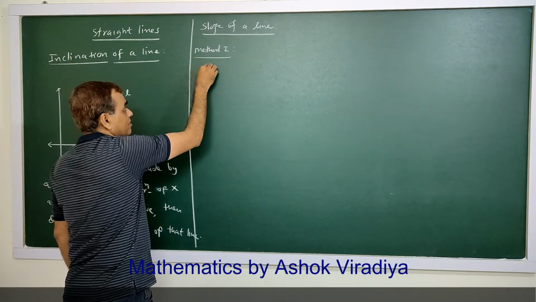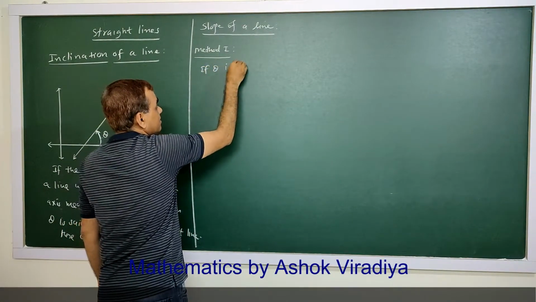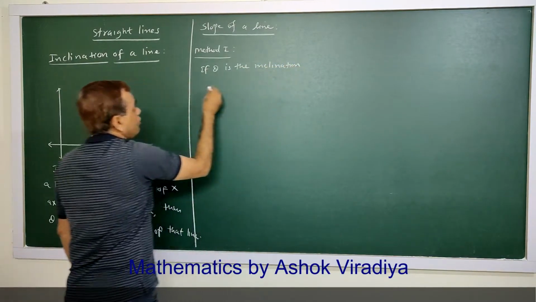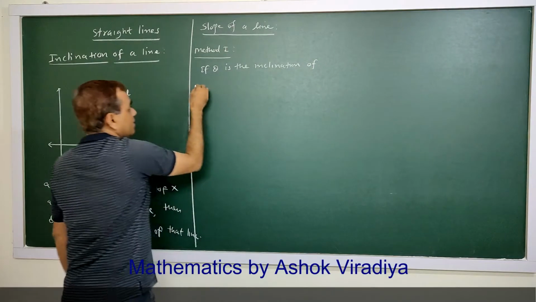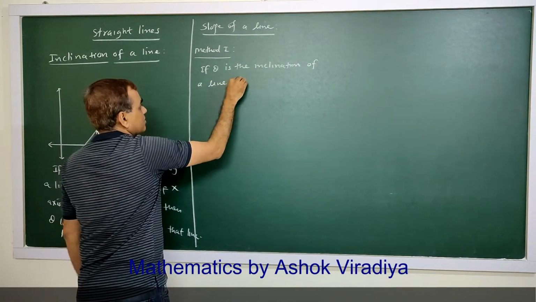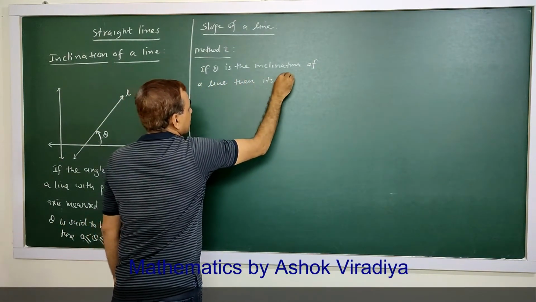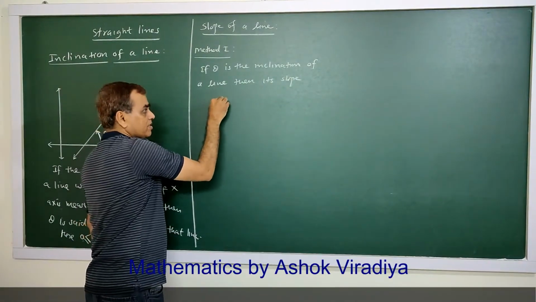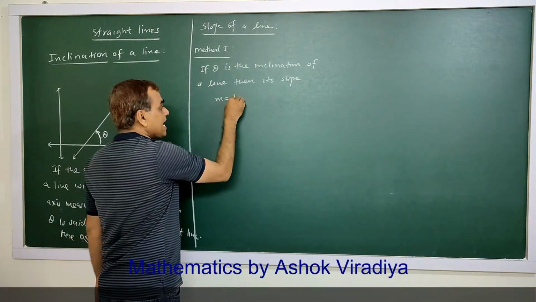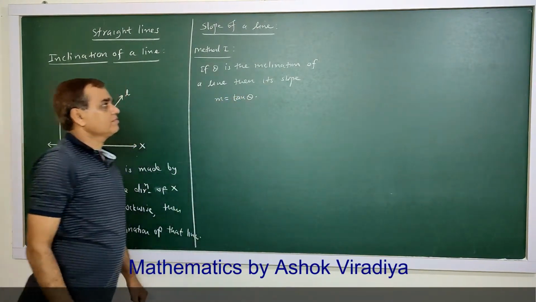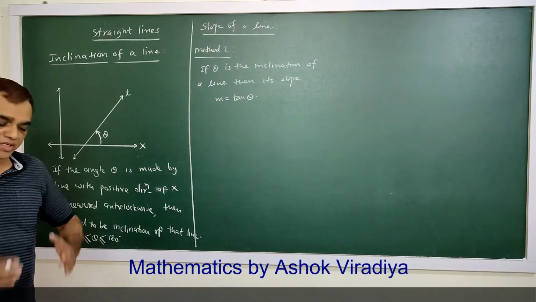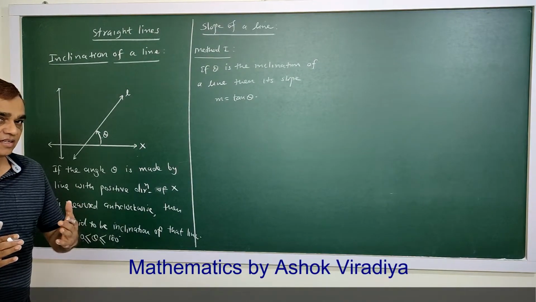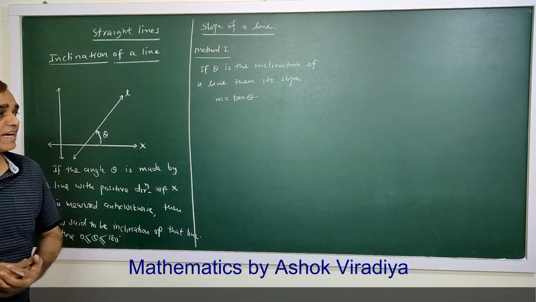If theta is the inclination of a line, then its slope, for slope we use m, m is tan theta. So if we know the inclination of the line, then its tangent value gives the slope of that line.